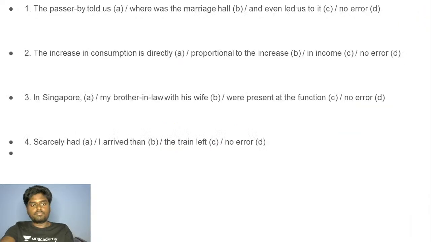Very good. Come on, go for the next one, guys. Tell me what will be the error for this. The passerby told us where was the marriage hall and even led us to it. Come on. What will be the error for this?